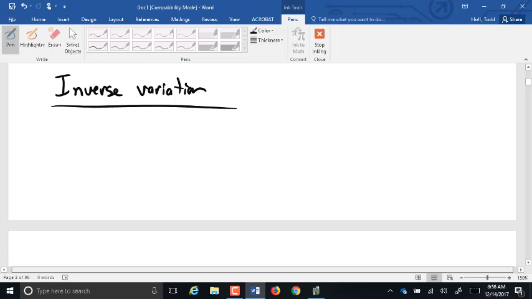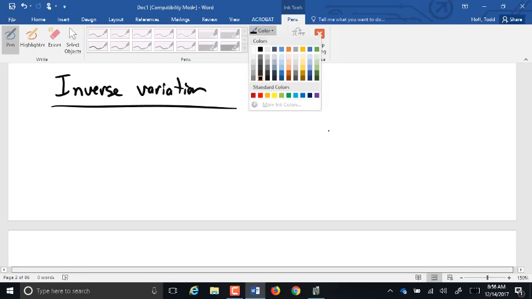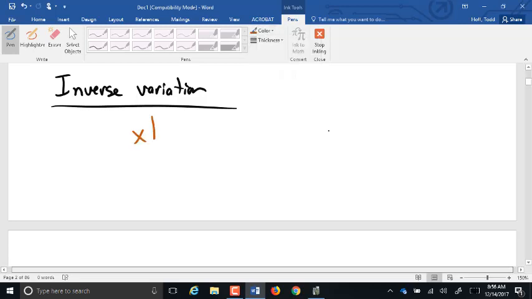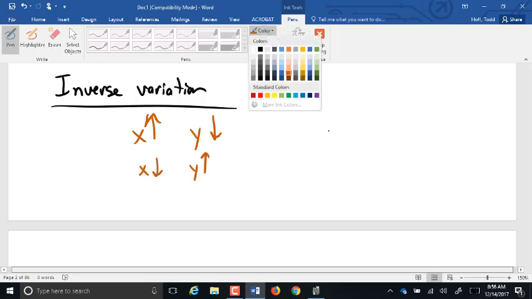Inverse variation are values where one value gets larger, means that the other value gets smaller. Or the other way around. If the X value gets smaller, the Y value has to get larger.